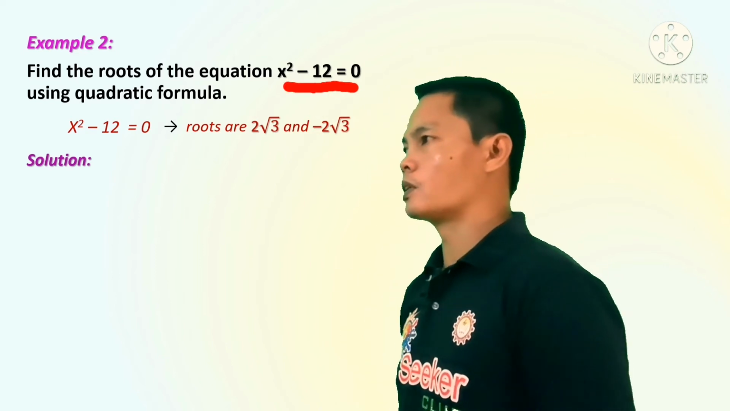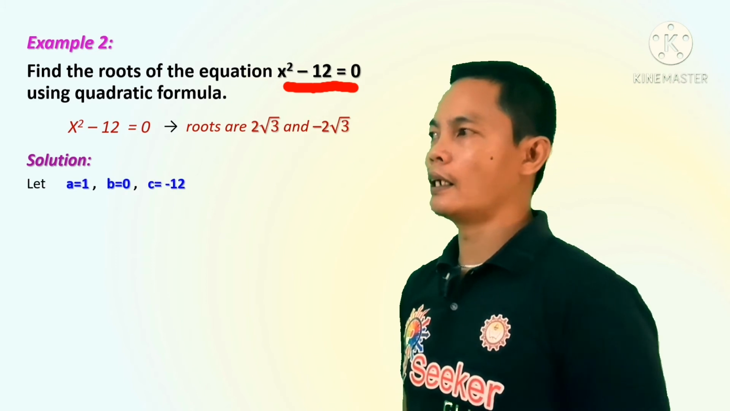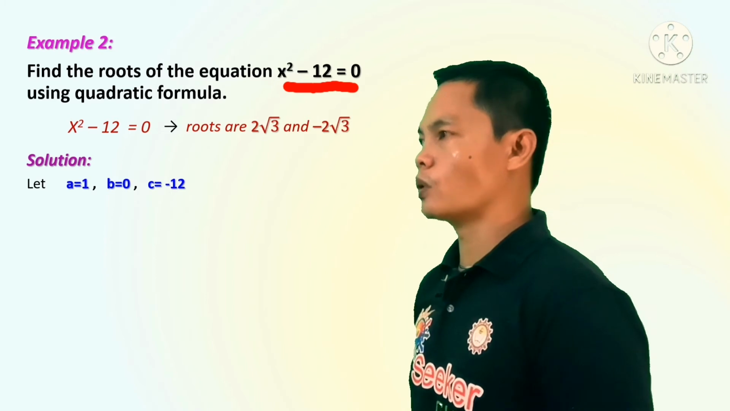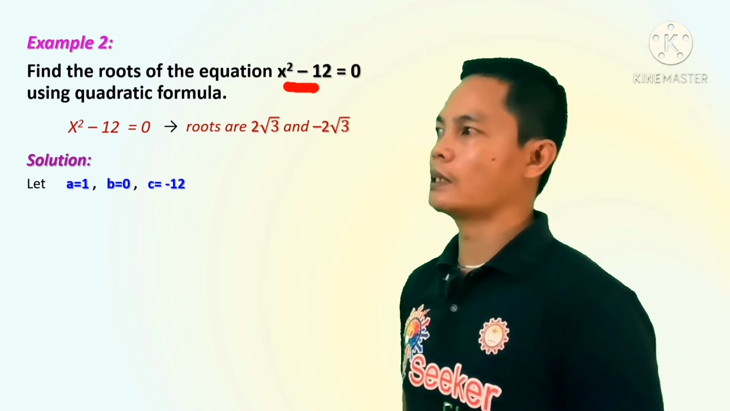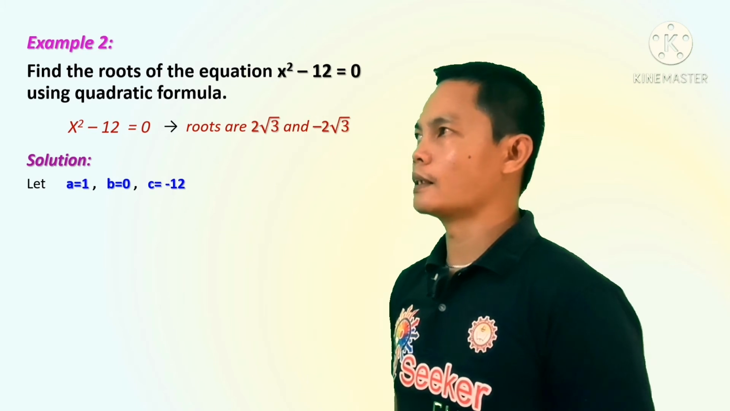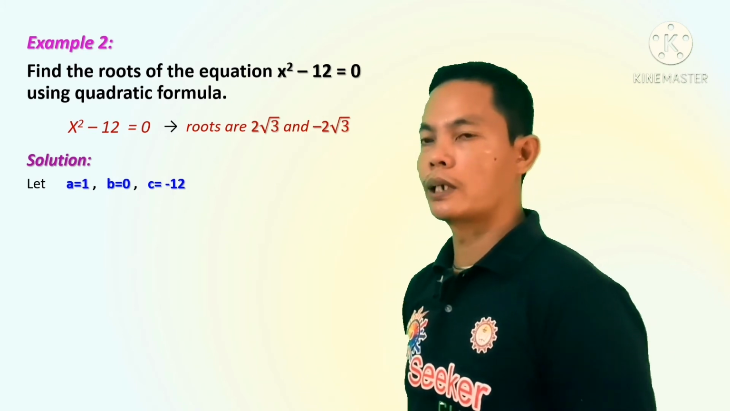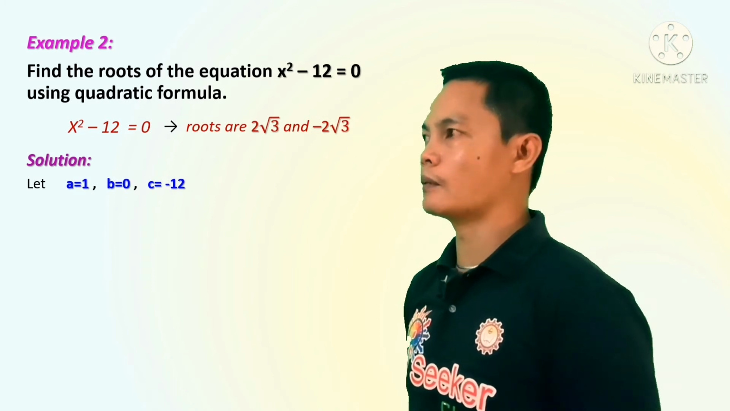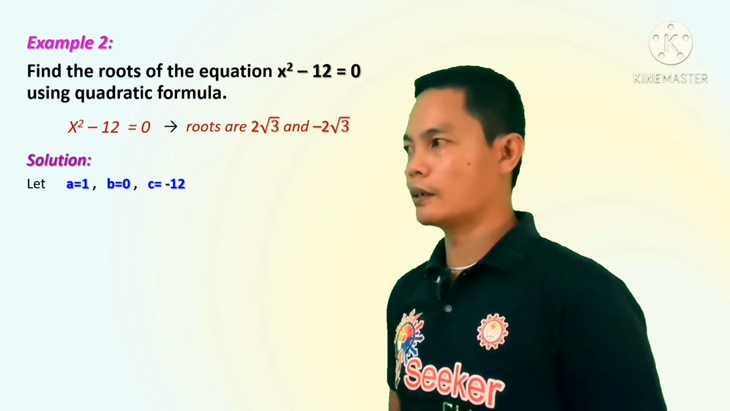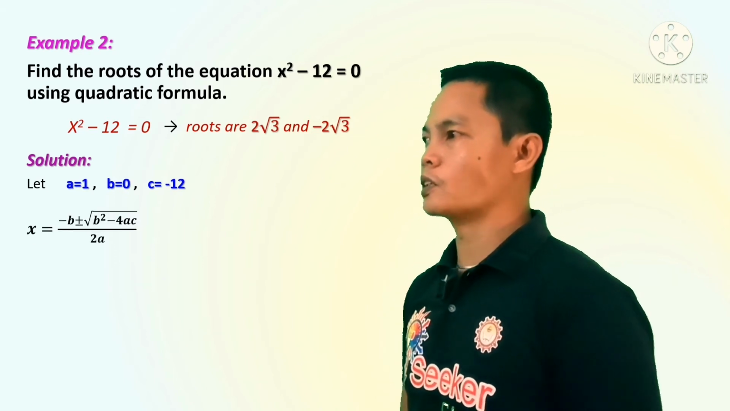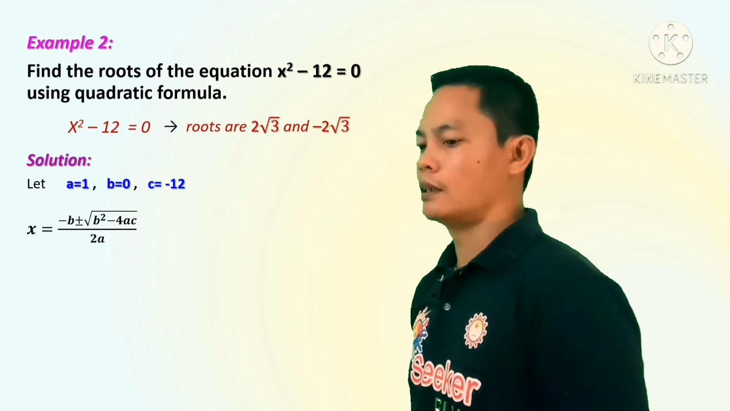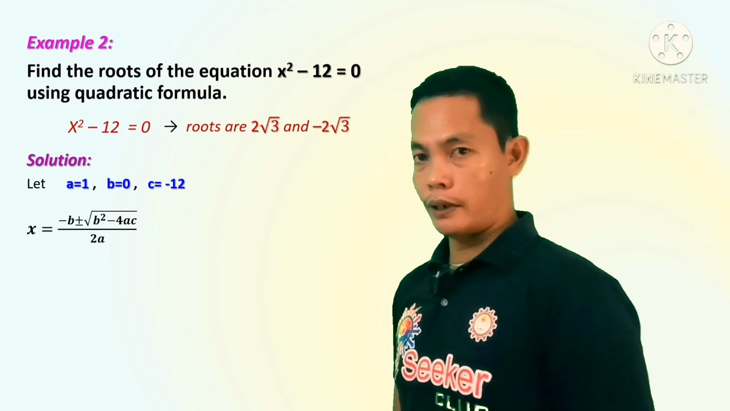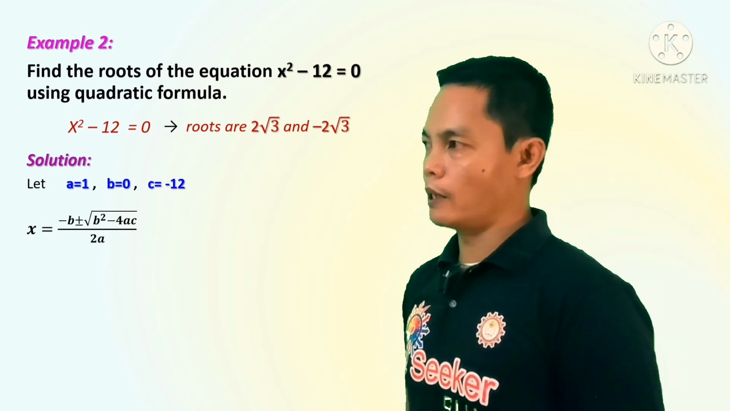From the given x squared minus 12 equals to 0, let a equals to 1, b equals to 0, and c equals to negative 12. As you observe that the middle term, it started with the second degree, then dumiretso sa constant term. So, nagkaroon tayo ng missing sa middle term. Kaya, ang value ng b is 0. Formula, x equals to negative b plus or minus square root of b squared minus 4ac all over 2a. Substitute the value of a, b, and c.